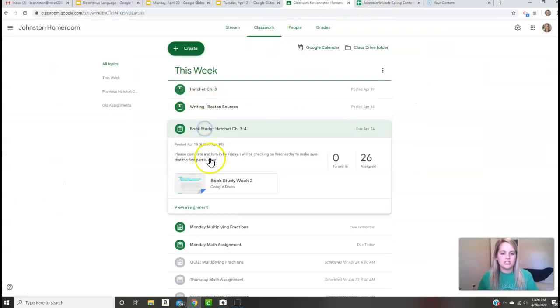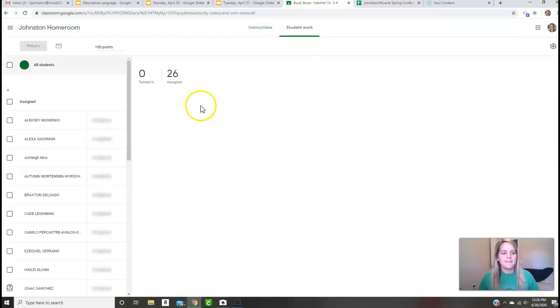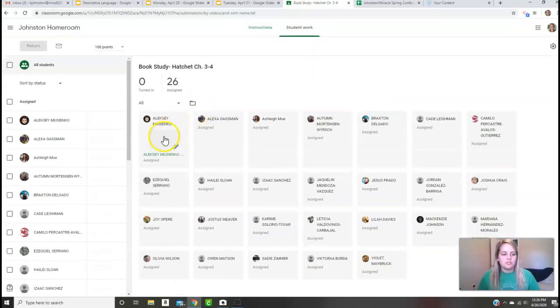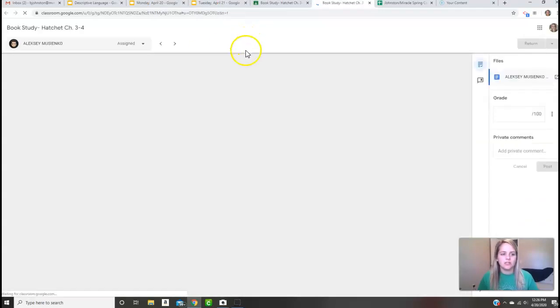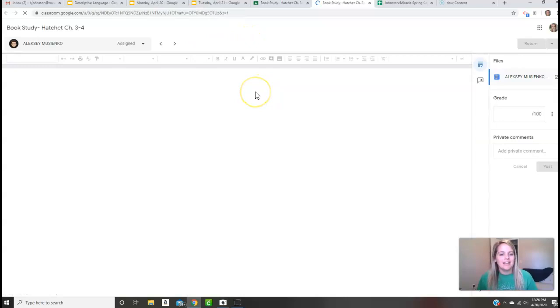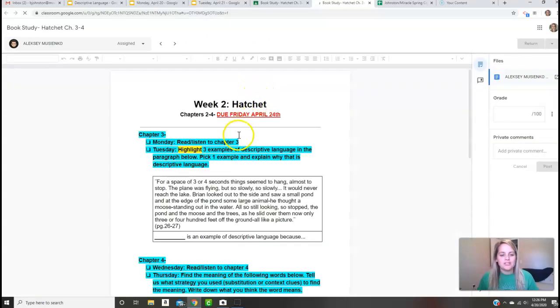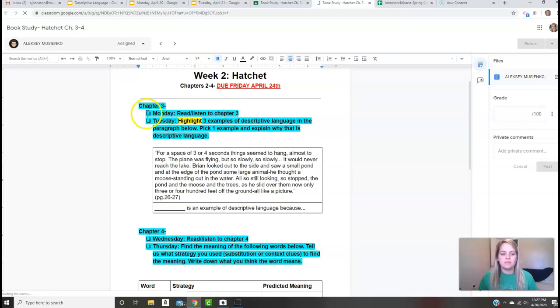So book study, Hatchet chapter 3 and 4. Just gonna pull up the first student I see. So Alexi's our lucky winner. All right, so this week, yesterday, you should have read or listened to chapter 3. So if you've done that, you can mark that as done by putting a little check mark in there. And today, you're highlighting 3 examples of descriptive language.